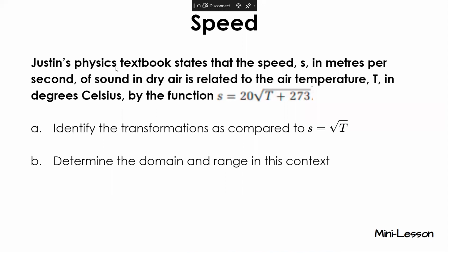So Justin's physics textbook states that the speed s in meters per second of sound in dry air is related to air temperature T in degrees Celsius by the function s equals 20 times the square root of T plus 273. Identify the transformations as compared to s equals the square root of T. Okay, so from here to here, how are these different?